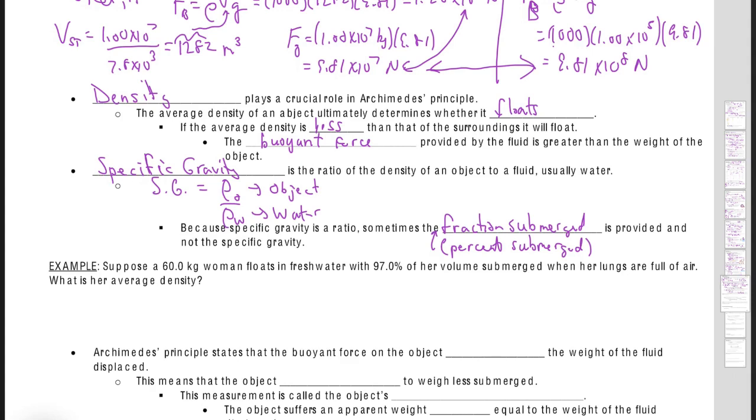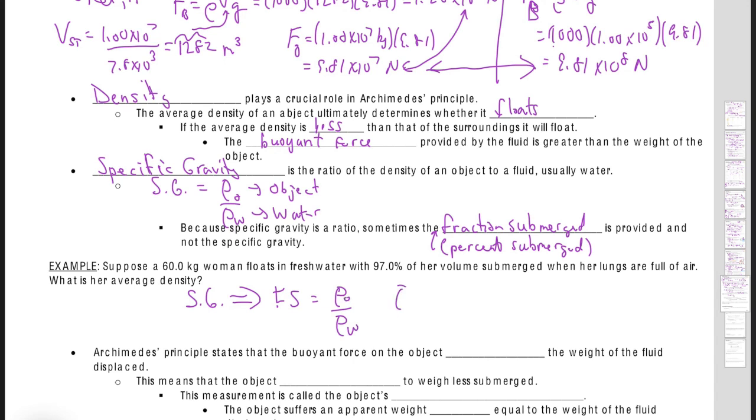And so suppose you have a 60 kilogram woman floating in fresh water with 97% of her volume submerged when her lungs are full of air. What is her average density? So here, instead of specific gravity, we would call this fraction submerged, which means we would need to convert this.